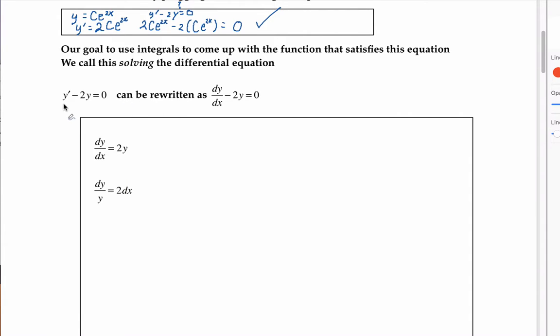So first, I take this equation and I rewrite it. This is called Newton notation with the primes, and we're going to rewrite it using Leibniz notation with the dy dx in place of the derivative. And you notice what I do here is I'm going to use this method called separation of variables. It looks like this. So it's dy dx equals 2y, and then from there I multiply both sides by dx.